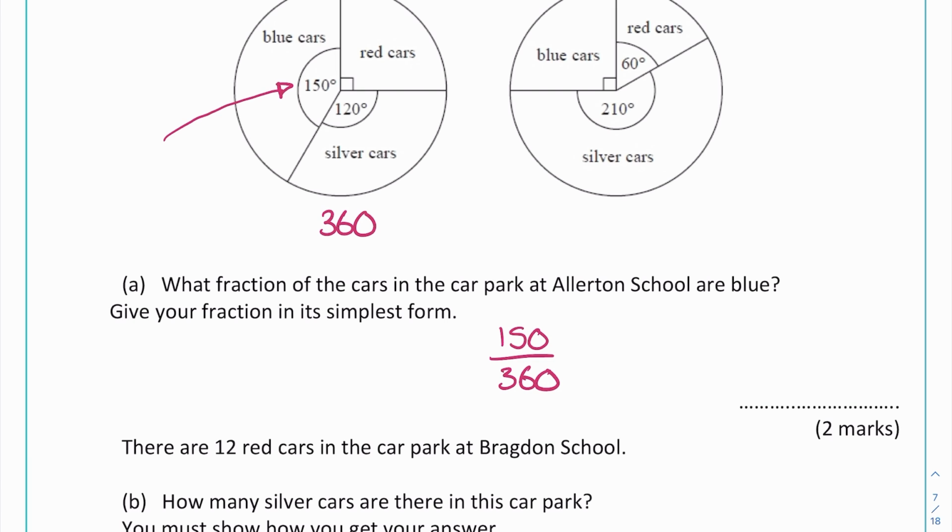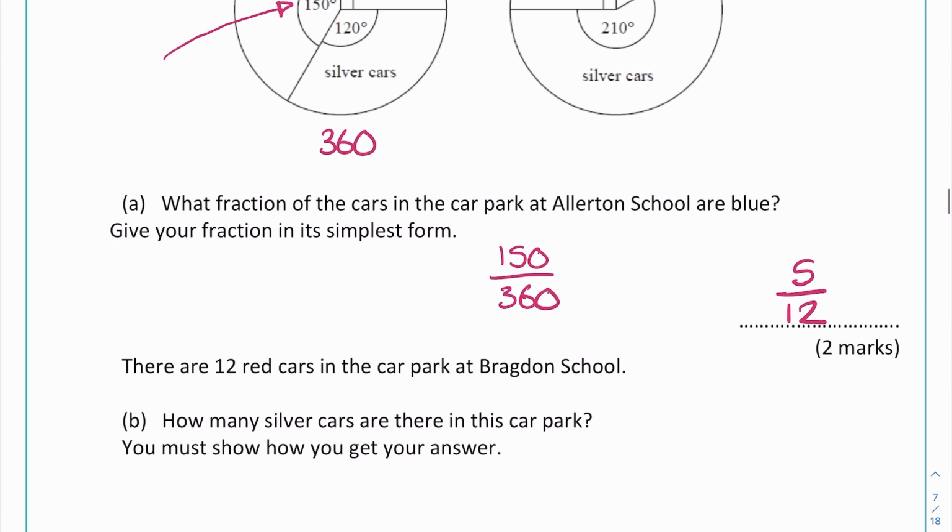To simplify that, we can just type it in on the calculator. 150 on the top, 360 on the bottom, and it simplifies it for us down to 5/12. Of course, if you don't have a calculator that does fractions, you can type in 150 divided by 360, and it should give you the fraction in linear form.